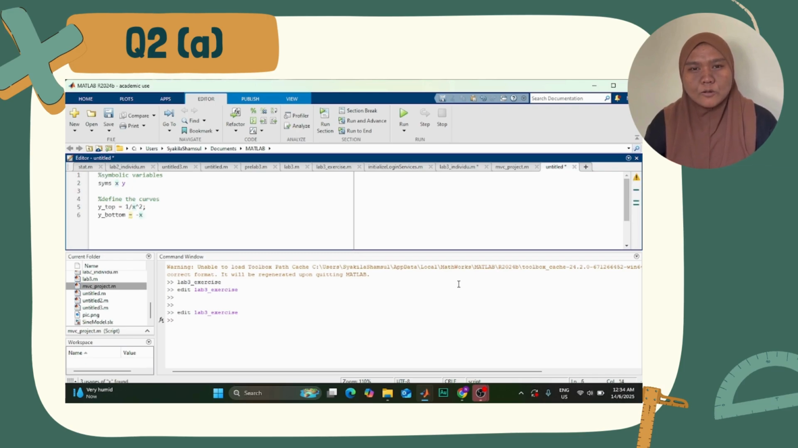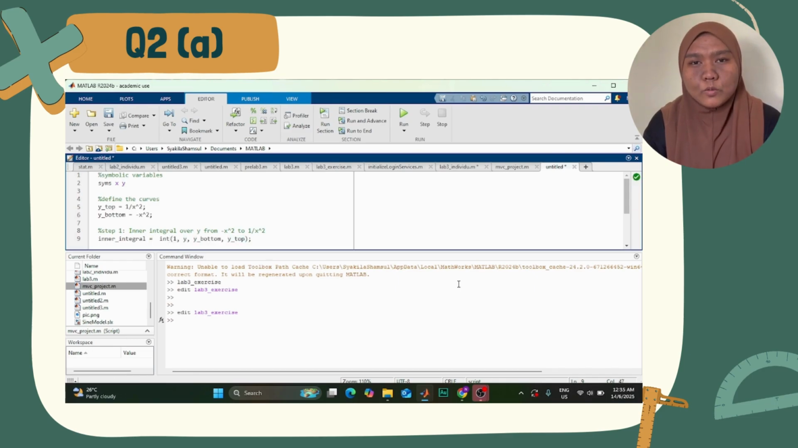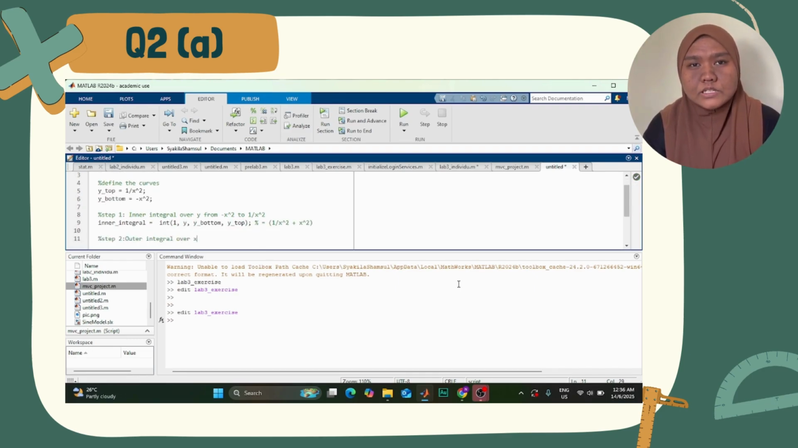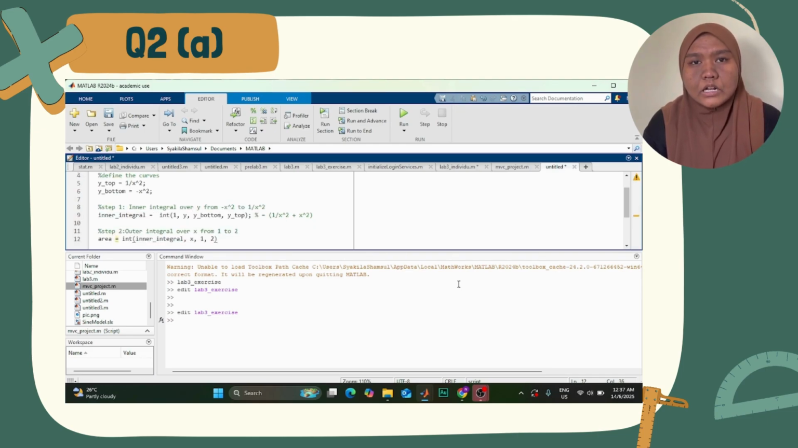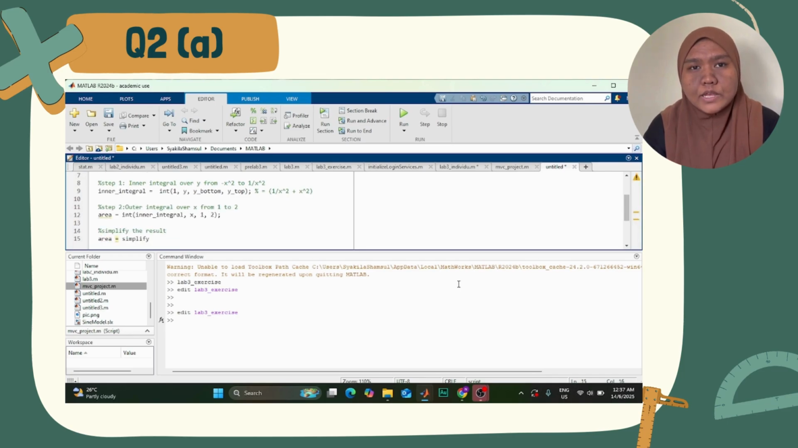I'm going to explain how my coding works and the function of the coding. This MATLAB code calculates the area enclosed between the two curves using double integration, symbolic integration with respect to y first and then x. First of all, it is in MATLAB, which is syms. It declares symbolic variables, which are x and y, allowing MATLAB to perform symbolic math like integration.